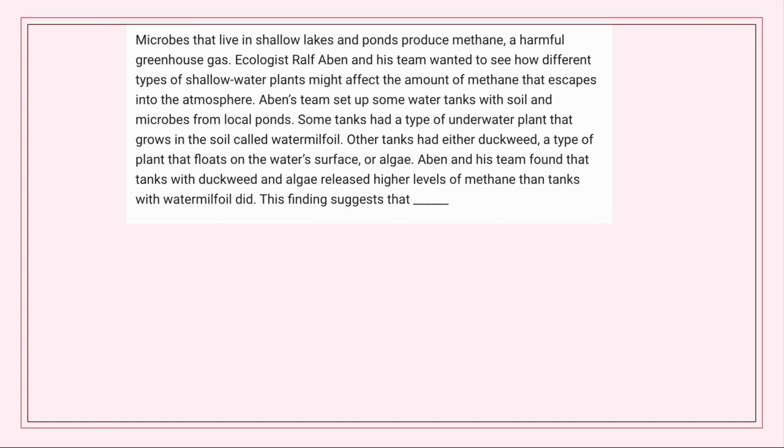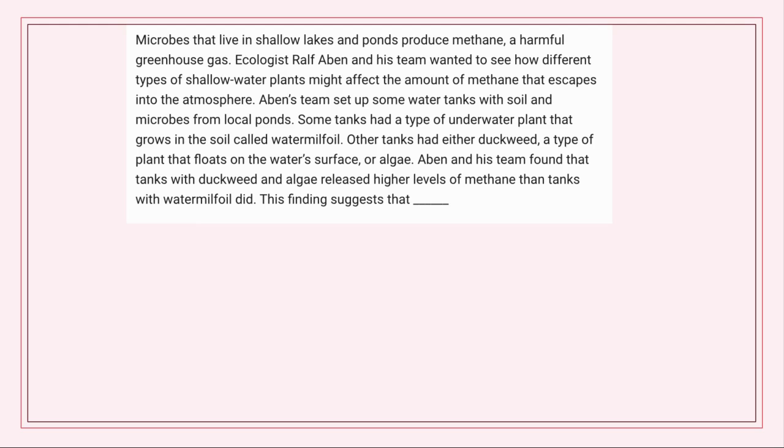Aubin's team set up some water tanks with soil and microbes from local ponds. Some tanks had a type of underwater plant that grows in the soil called water milfoil. Other tanks either had duckweed, a type of plant that floats on the water's surface, or algae. Aubin and his team found that tanks with duckweed and algae released higher levels of methane than tanks with water milfoil did. This finding suggests that blank.